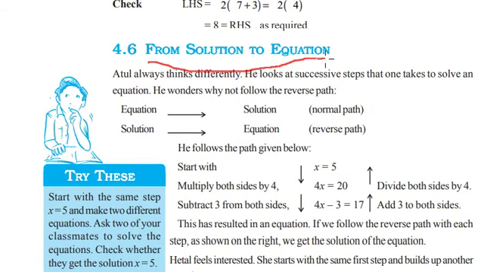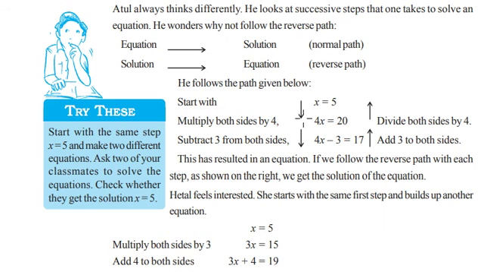From solution to equation. Previously we took successive steps that one takes to solve an equation. Previously we were finding the value of a variable from equation to solution. Now let us reverse the path by taking a solution and forming an equation. So this is our solution, x is equal to 5. Then we will multiply 4 on both sides of the equation. So 4 times x on LHS and 5 times 4 on RHS. 5 times 4 is equal to 20.